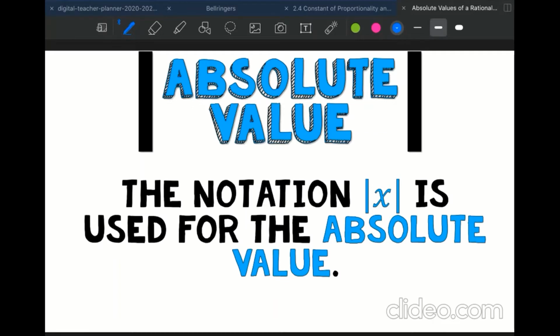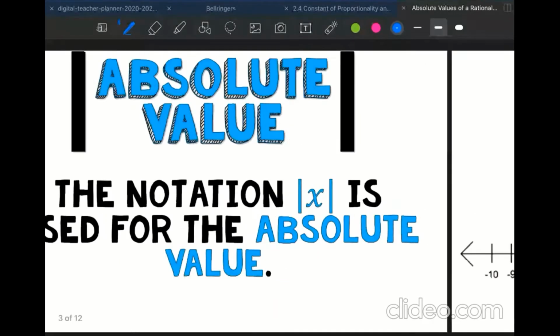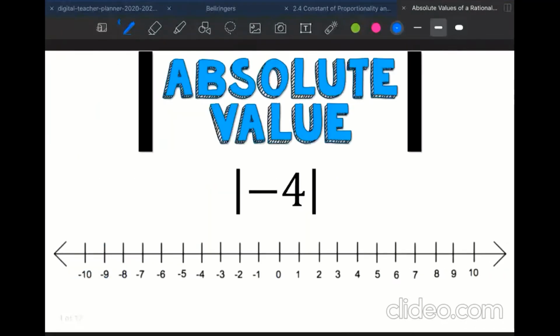Okay, so let's take a look at how to solve for absolute value. Y'all are going to love this. All right, so my first problem is the absolute value of -4.